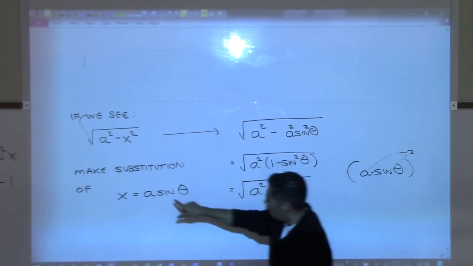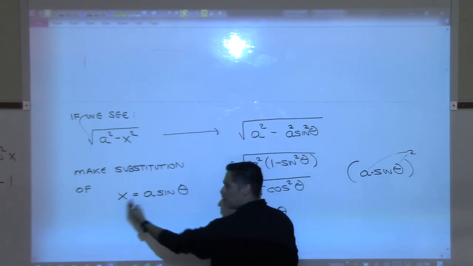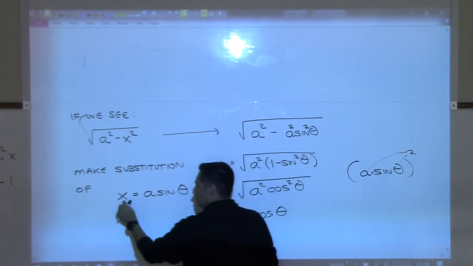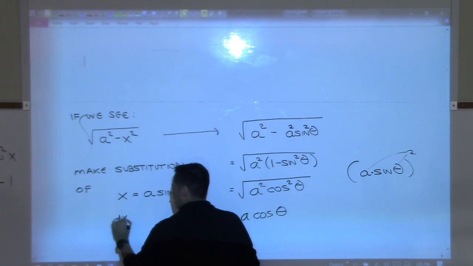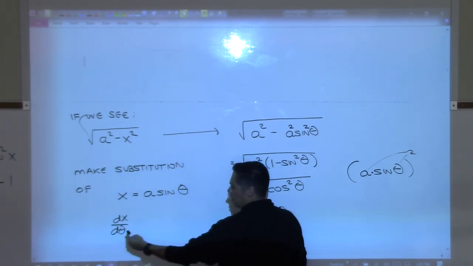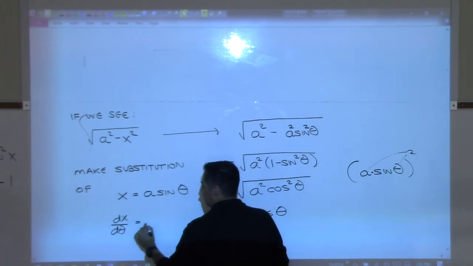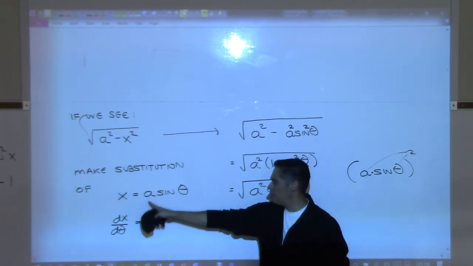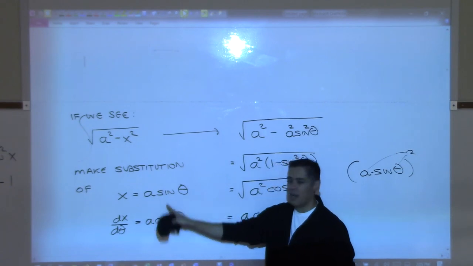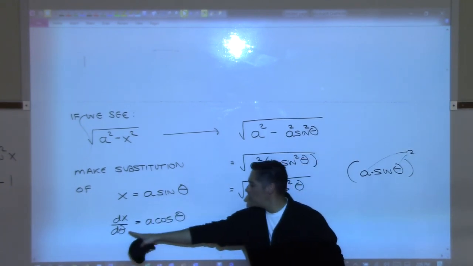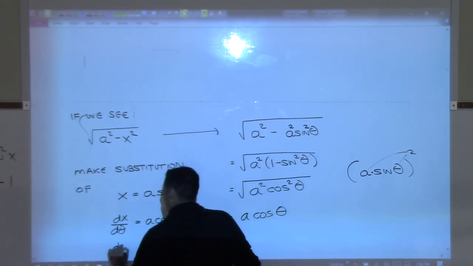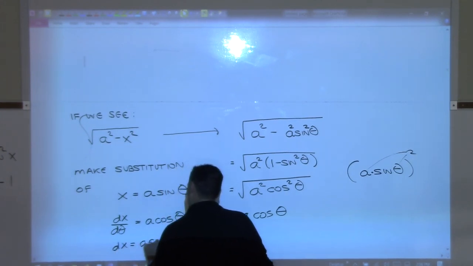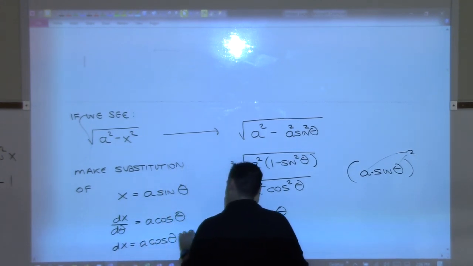So what we can do is come back to this, and take the derivative on both sides. Let's take the derivative with respect to theta. This left side becomes dx d theta. This side is a cosine theta, right? A is a constant. Derivative comes for the ride. Derivative of sine is cosine. And then I can multiply both sides by d theta, and I have an expression for dx.